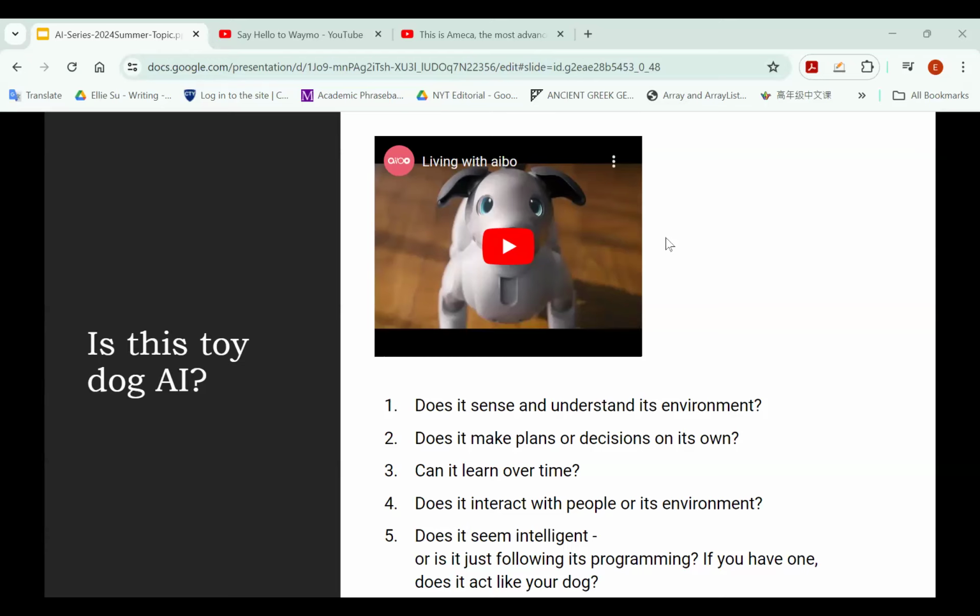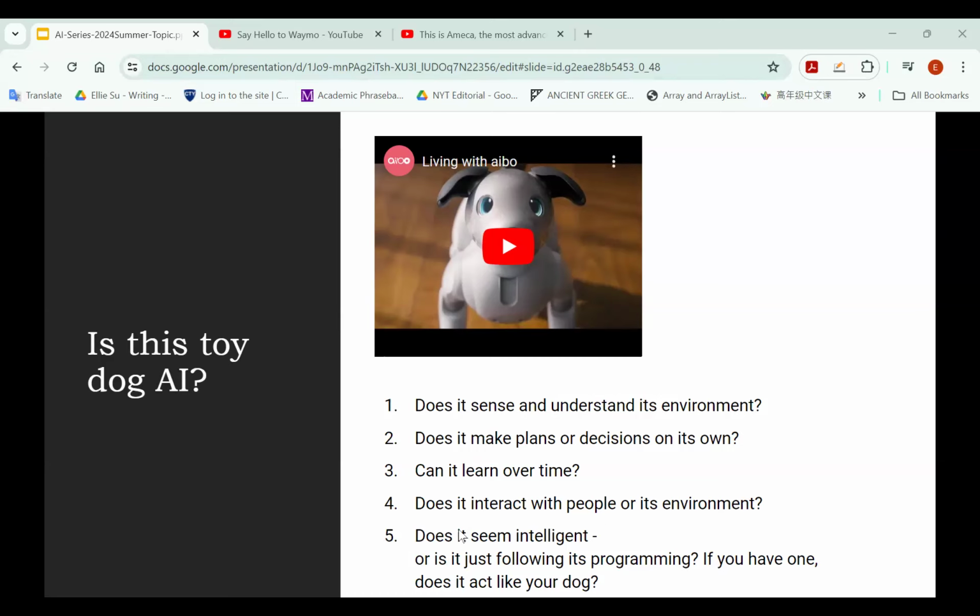And the fourth one is, does it interact with the people or its environment? How do you think it does? What's an example? Yeah, someone said that it recognized the people, and someone else said that the dog ran up to the person when he saw it. Okay. It also responded to the voice and the facial expressions.